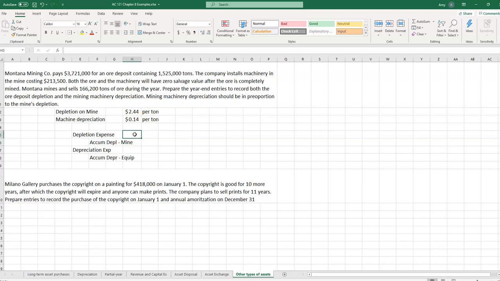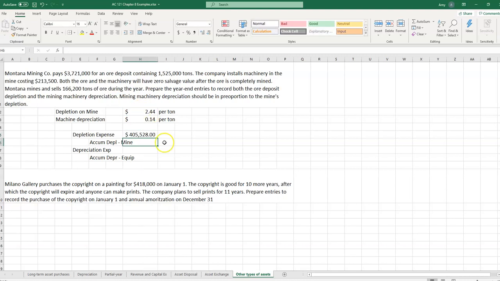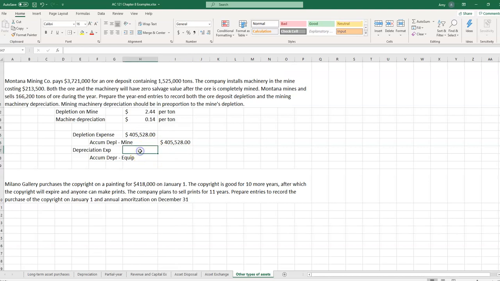Okay, so for the depletion, we take the number of tons of ore that we removed from the mine times our $2.44 per ton. So 166,200 times the $2.44. For our depreciation expense, we take the number of tons, 166,200 times our rate of 14 cents per ton.